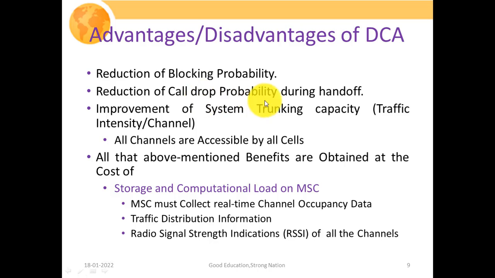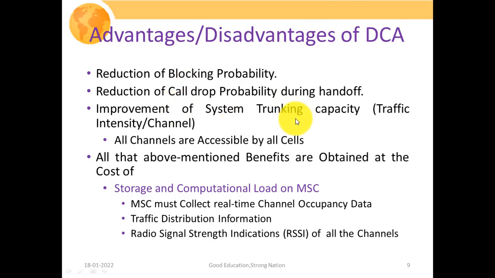Next, reduction of call drop probability during handoff. This is also clear, we had already discussed. Since in dynamic channel allocation all the requests are served by the central entity, the MSC, on a demand basis, as long as the complete communication system has any vacant frequency, that request will be served by the MSC. So in this scenario, we will not have this revenue loss.